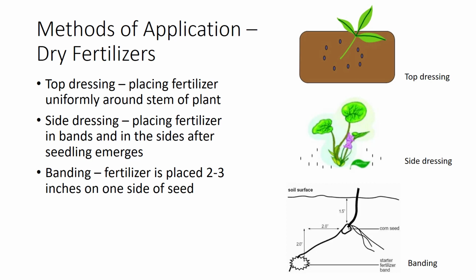Side dressing is when fertilizer is placed in bands along both sides of a row of plants about 4 to 8 inches away from plants. This method is effective on sandy soils where material has a chance to leach into the plant's root zone. Side dressing is not recommended if fertilizer was applied as bands at planting time. For band applications, fertilizer is placed 2 to 3 inches on one side of the seed. Note that if a fertilizer is placed too close to the seed, it can cause damage. Band application of fertilizers works well when small amounts of fertilizer need to be applied and can also be used as a supplement to broadcast fertilization.